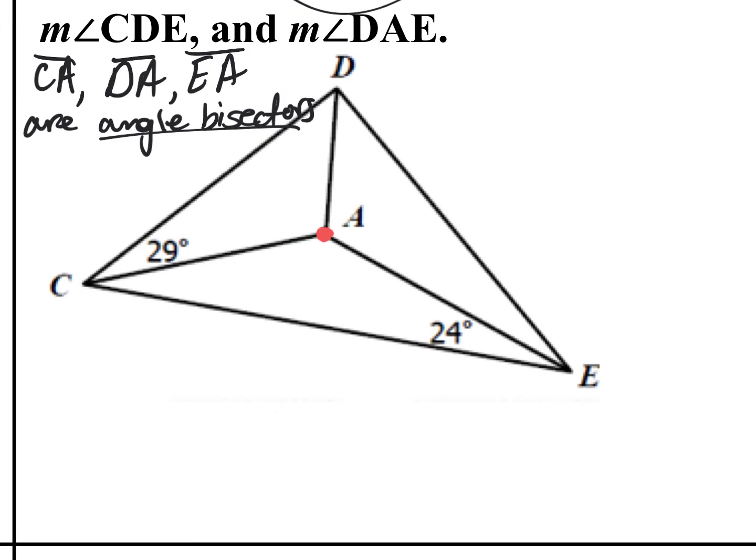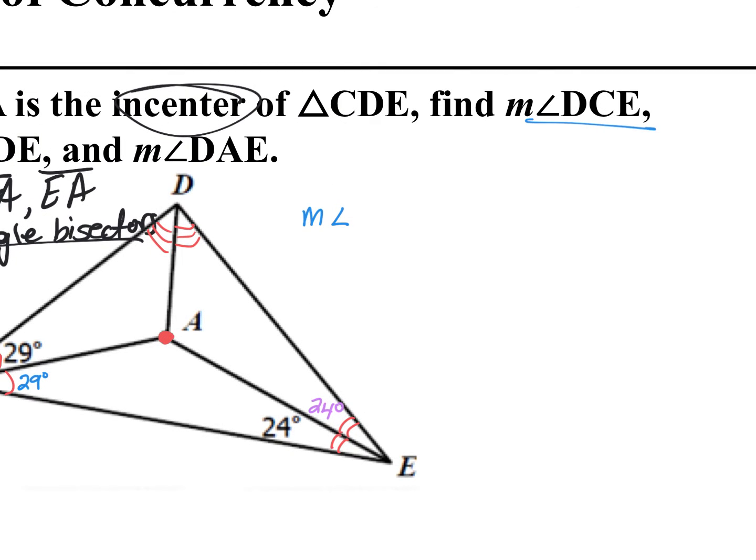All right, so since I have angle bisectors, I know that angle DCA is congruent to angle ECA. I know that angle CEA is congruent to angle DEA. And I know that angle EDA is congruent to angle CDA. Now I'm going to use that information to help me find my missing measures. All right, so I know that this is 29 degrees, and I know this is 24 degrees. I know because angle bisectors cut an angle in half, and therefore those angles are congruent. So now I can easily add in order to help me find the measure of DCE.